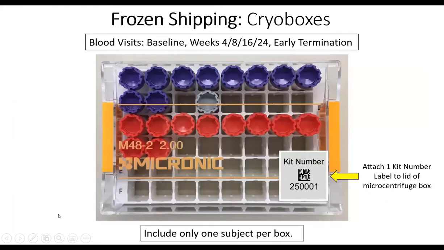This is what the blood products will look like in their cryo box. So all of the visits collect the same type of blood samples at baseline, weeks 4, 8, 16, 24, or early termination. Here are your plasma aliquots, your buffy coat, and your serum aliquots. Here's your kit number label on the outside of your tube. And please, please, please only put 1 subject per box. I know there's some open spaces here, but in order to avoid mix-ups on any side, we ask only 1 subject per box.